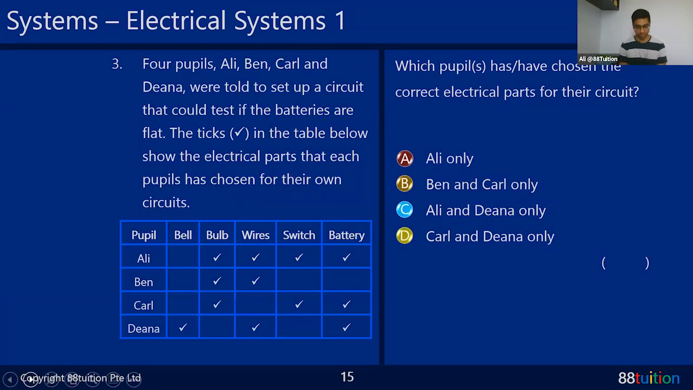Whoa, okay, now I've got to read. You have 4 pupils in the classroom who have a couple of items on their table, and were told to set up a circuit that could test if the batteries are flat. You need to see whether their batteries are flat or not. So they need to make a complete circuit. If not, they cannot test. So which of them have the correct electrical parts to test if the battery works?